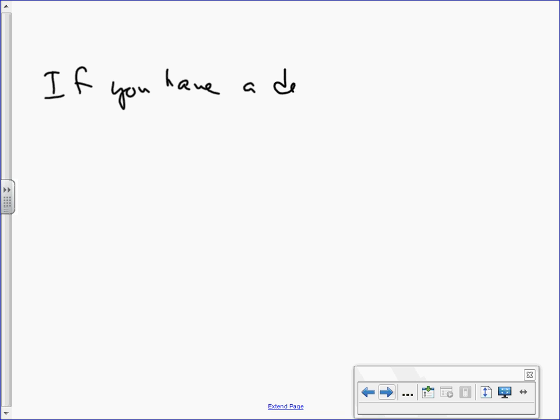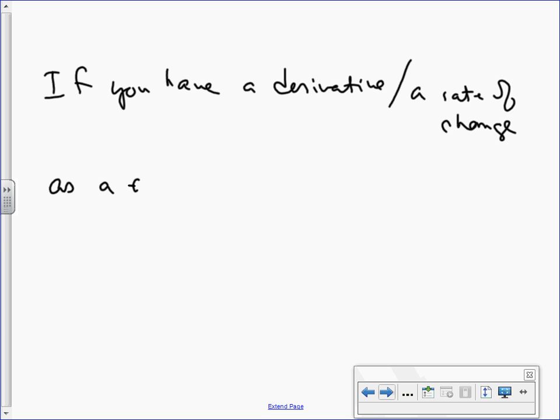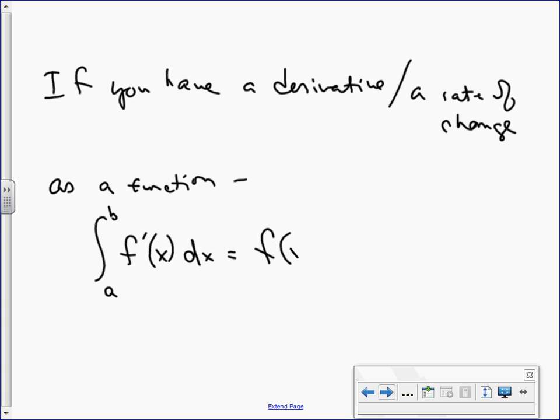If you have a derivative, that is a rate of change. Remember that a derivative is a rate of change. If you have a derivative or a rate of change as a function, then when you do the definite integral from a to b of something that is a derivative, it's going to take you back to the original function.